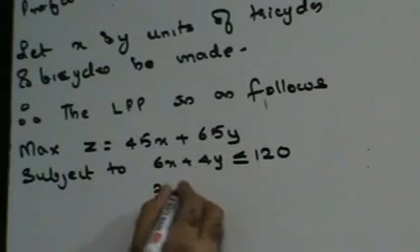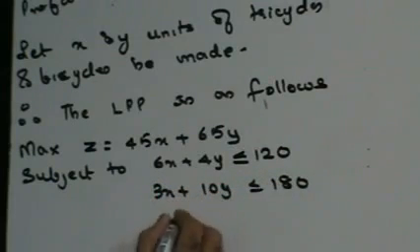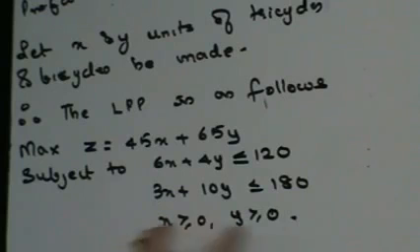Similarly, 3X plus 10Y is less than equal to 180. X is greater than equal to 0, Y is greater than equal to 0. Right? You always write this statement at the end that X is greater than equal to 0, Y is greater than equal to 0. Right? Take on next sum please.